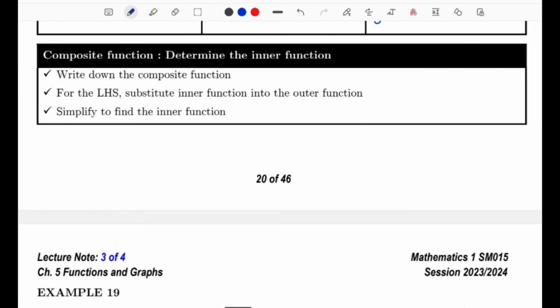Next, composite function. Determine the inner function. In order to find the inner function, we are going to write down the composite function. For the left hand side, substitute the inner function into the outer function, and then simplify to find the inner function.